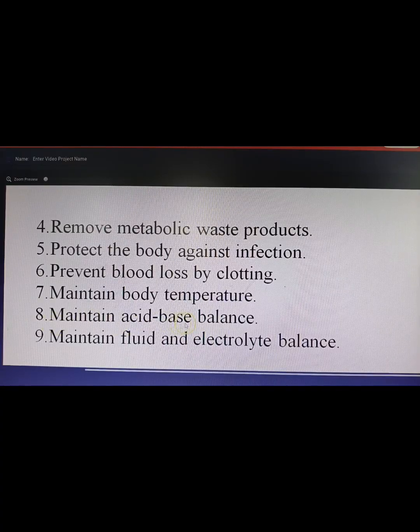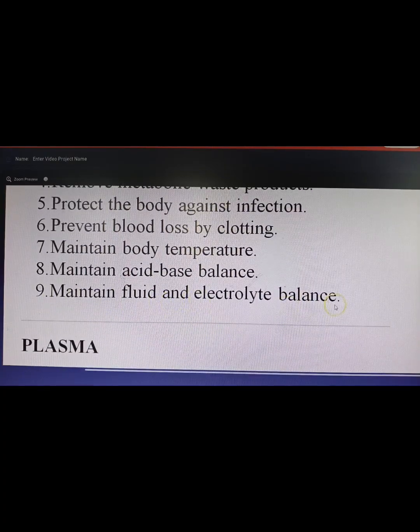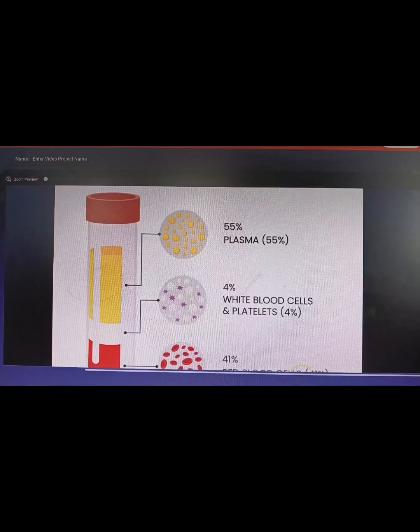Eighth, maintains acid-base balance. Blood helps keep the body's pH steady at around 7.35 to 7.45. Ninth one, maintains fluid and electrolyte balance. Blood keeps the right amount of water and mineral salts like sodium and potassium in the body.